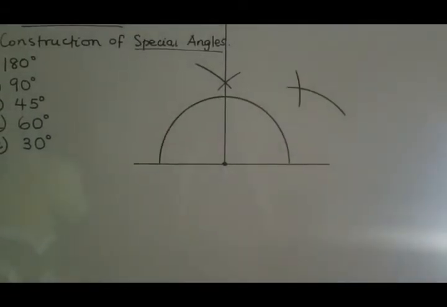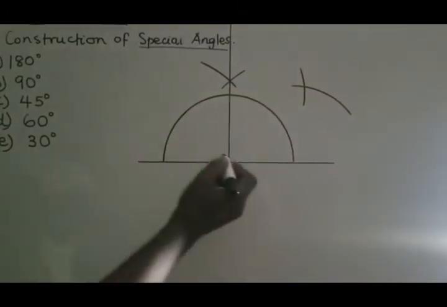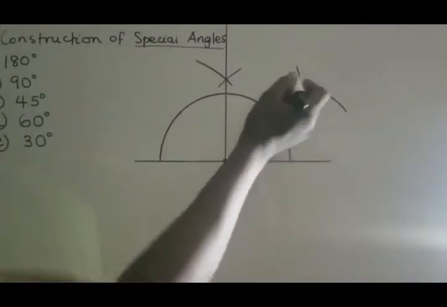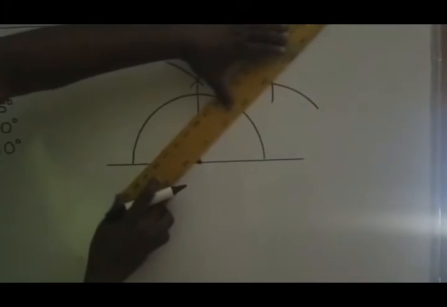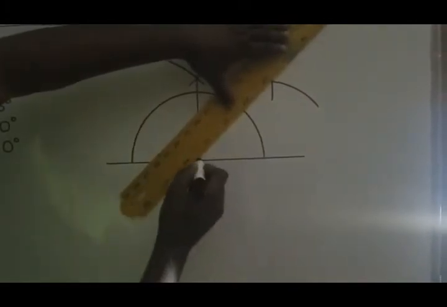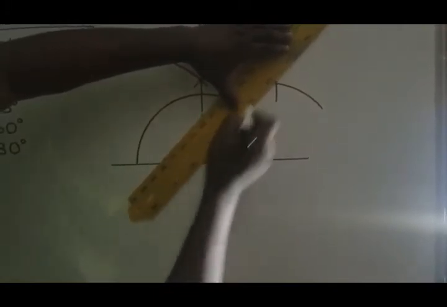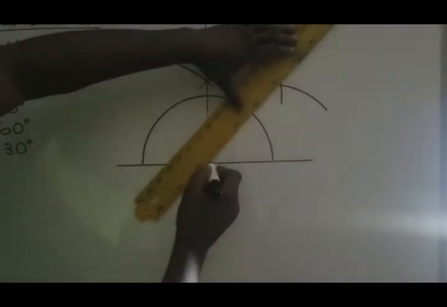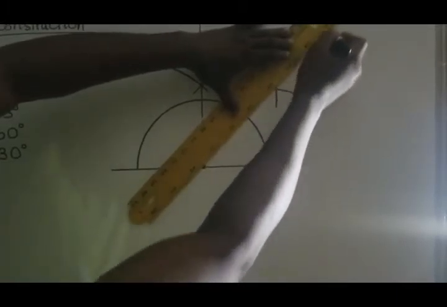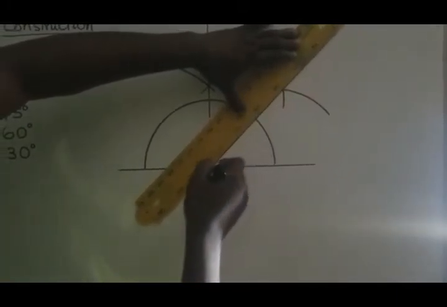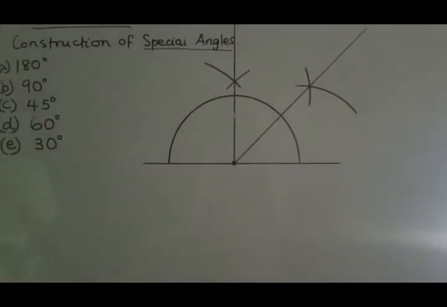Okay, so we are going to join that point to the center. Look at it. We are joining this point to this point. So let's put our ruler. Okay, put your ruler there and draw this. Look at it. Make sure it's here. And then this point. You have to be careful so that you get an accurate result. Good. Now, so let's draw that. Good. So we have drawn our 45 degrees.